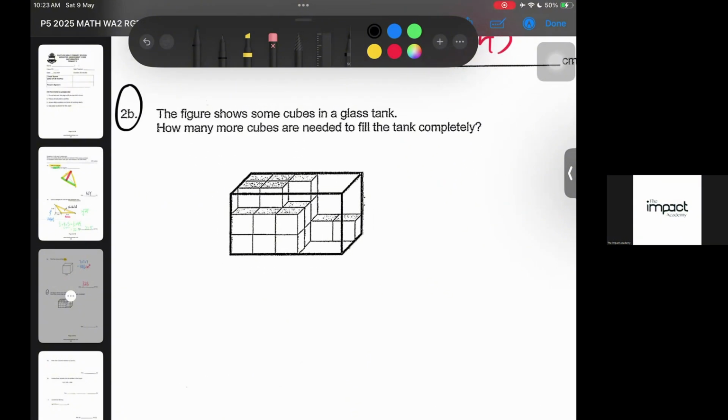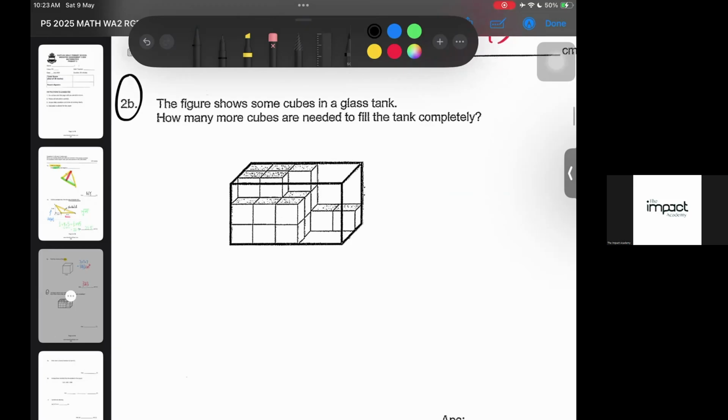1 point for you. Yeah! Some cubes in a glass tank, right? Now, whenever we do something like that, we have to first start with what I call half. Half means how many cubes do I have? Do you agree or disagree?